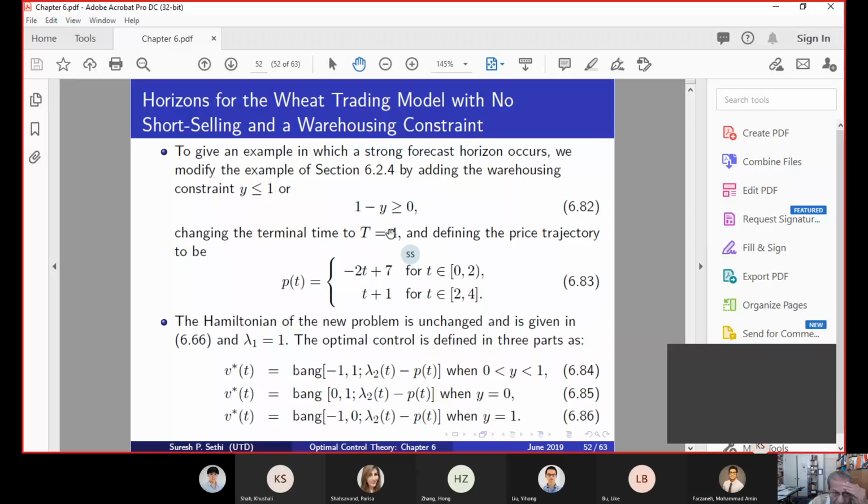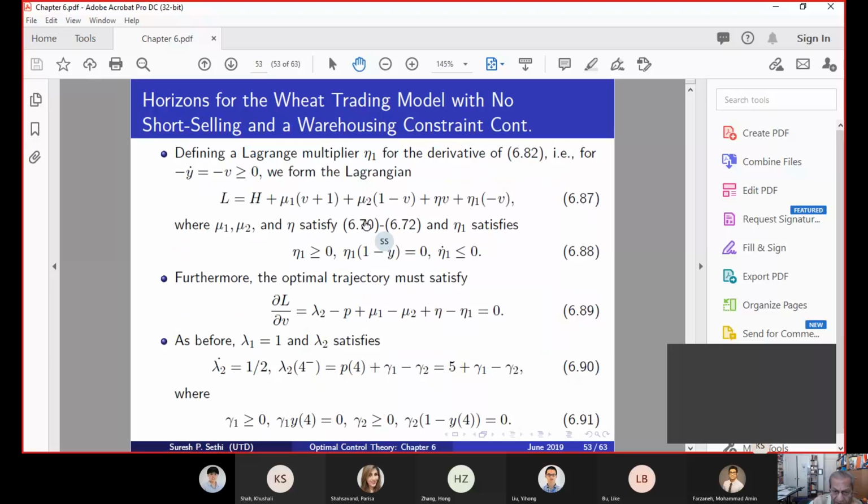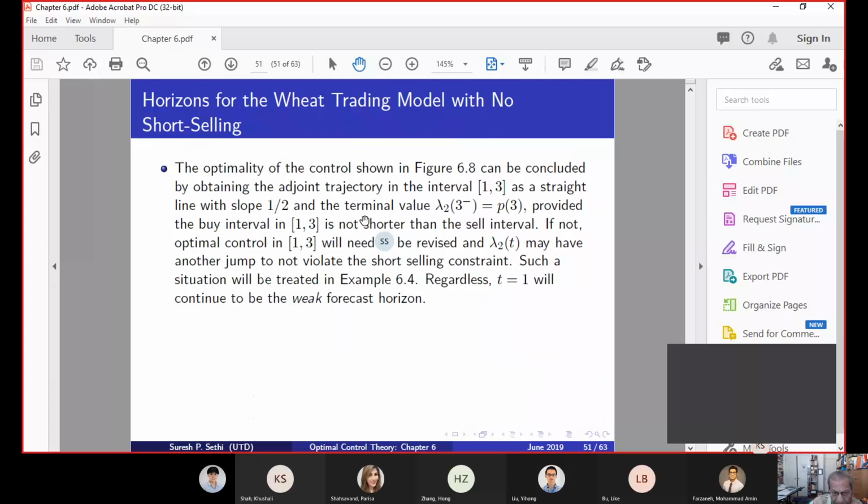So I'm now going to do the following. In the previous problem, I'm going to introduce a warehousing constraint. That means my warehouse can only hold 1 unit of wheat, and I cannot buy more than one. I cannot have more than 1 unit of wheat in my warehouse. Under that condition, what would be the solution? And what I want to do now is give you a problem.